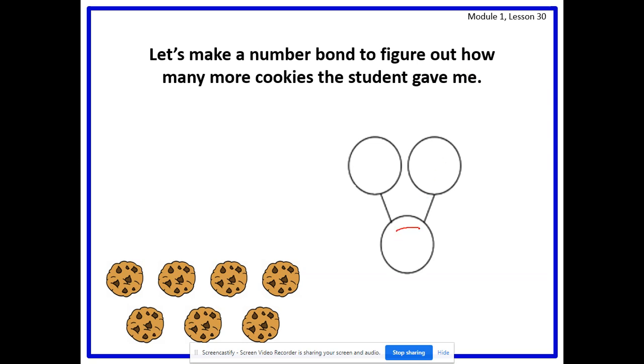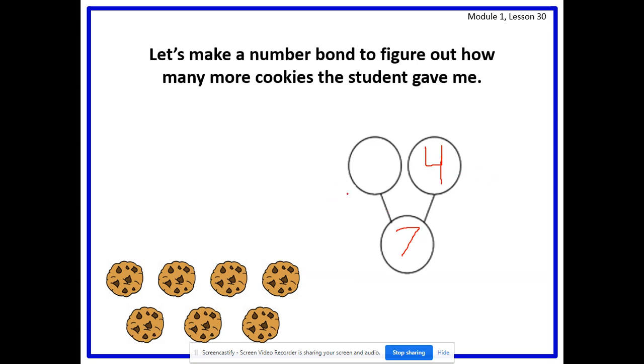Yes, 7. If you look at the top row, that's the number of cookies we had first. How many cookies did we have first? Get ready. Yes, 4. 1, 2, 3, 4. So 4 is one of our parts. Before we put our unknown number, do you notice that this number bond is facing down? So our whole number this time went on the bottom, which is fine as long as you remember that your parts go side by side and your whole number is the circle attached to both parts.